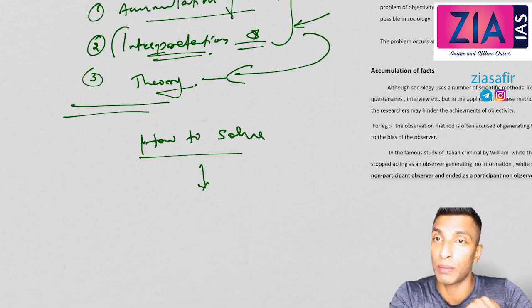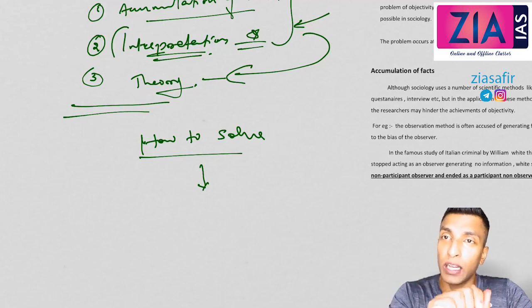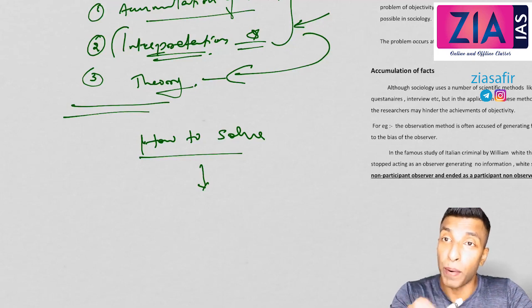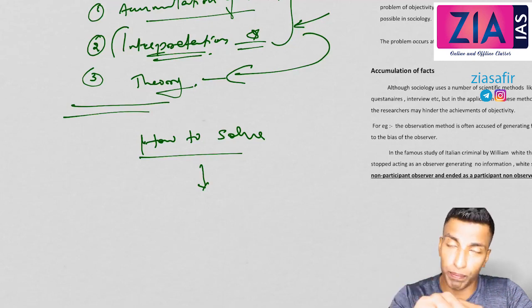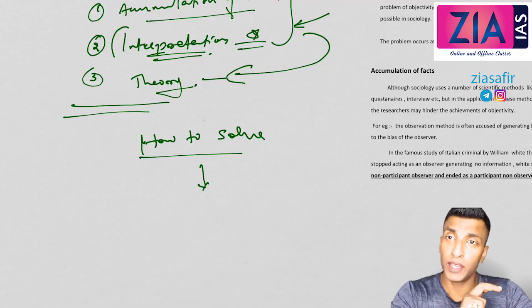Not my statement, it is Weber's statement. You can quote exactly like this. According to Weber, in sociology, absolute objectivity is neither possible nor desirable. Okay, but sociologists can ensure the maximum possible objectivity by remaining value neutral, by following certain methods, by applying scientific methods, by the proper training of the investigator, etc. Okay, so all these things should be there in your answer.